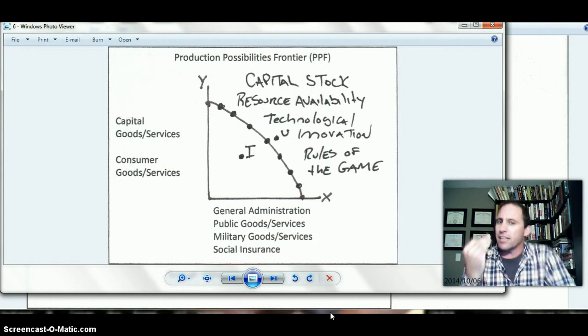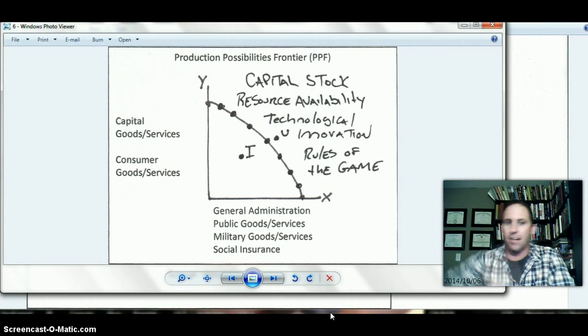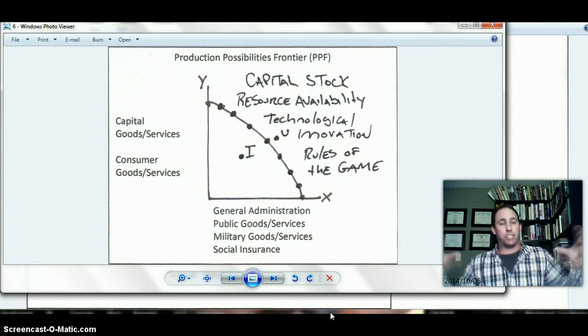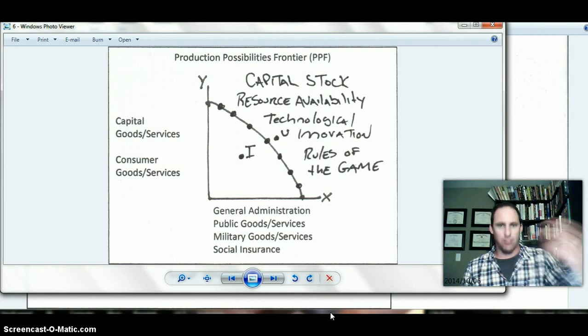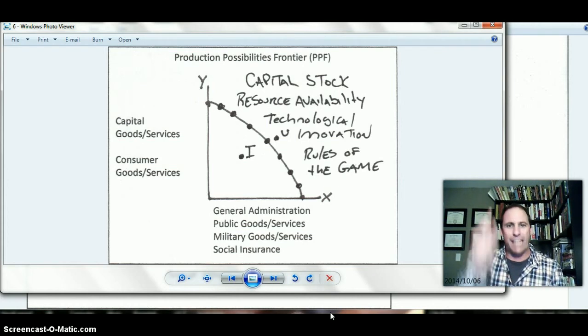So essentially, hydraulic fracturing is a technological innovation, which, when capital stock is increased, when they buy more trucks, when they buy more drills, when they hire more people, will increase resource availability. So right there you have all 3. Hydraulic fracturing is a technological innovation that will increase capital stock and resource availability in the Empire State in the Marcellus Shale Formation. Why isn't it doing that? Because the rules of the game prohibit it from doing that.